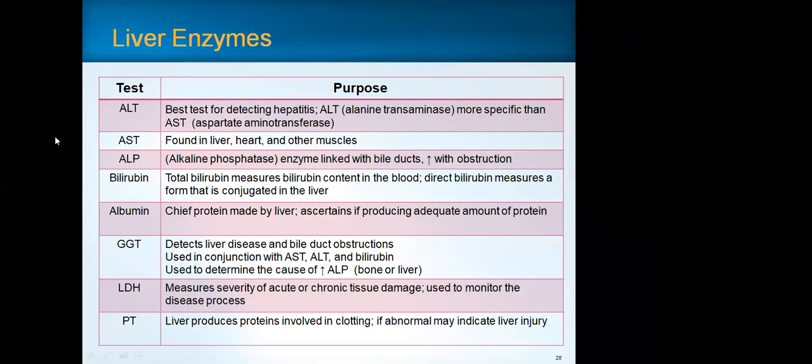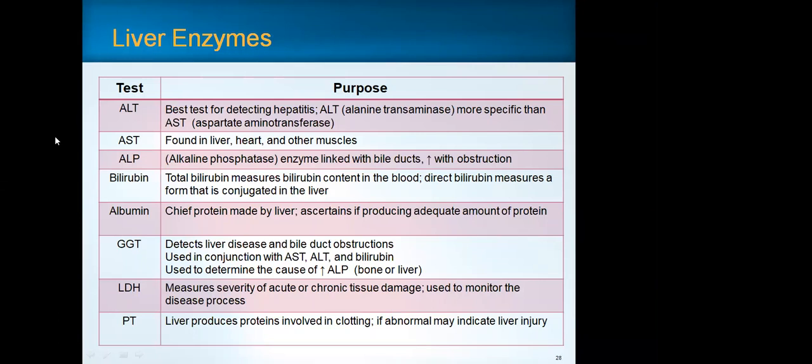I have put this chart just so you know about each liver enzyme and how it works. ALT is the best test for detecting hepatitis. AST is found in the liver, heart, and other muscles. ALP is an enzyme related to bile and bile ducts. Later you can go through this chart, and it will explain each thing.